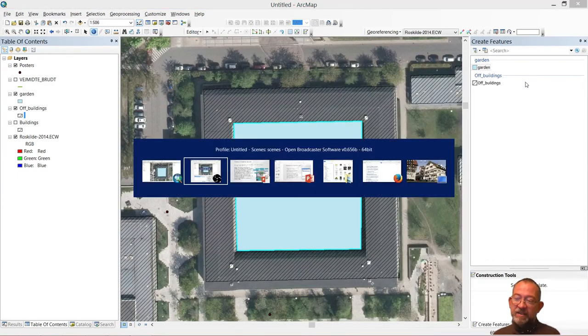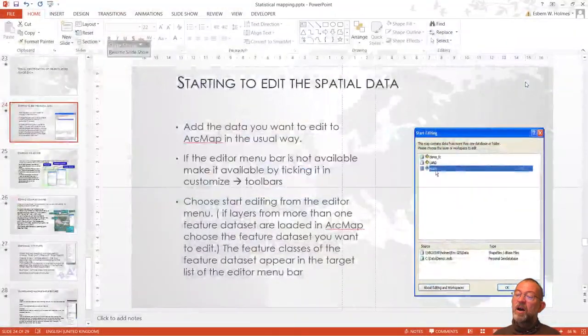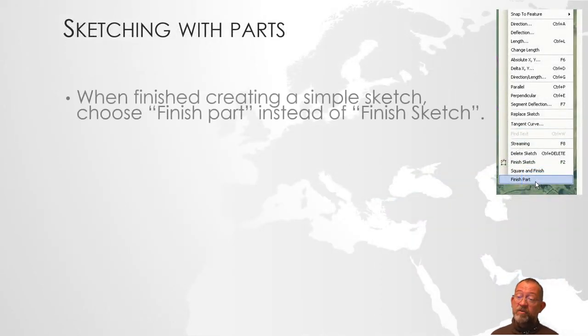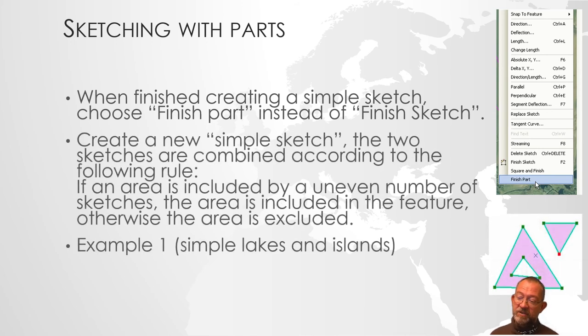So those are basically the important tools in editing. We have sketches, we say finish part if we want to create a new ring, be it inside or outside it. And we can use finish sketch when we are completely finished. And the basic rule is that if there is an uneven number of sketches on top of each other, there will be an object. If there's an even number, there will be a hole.